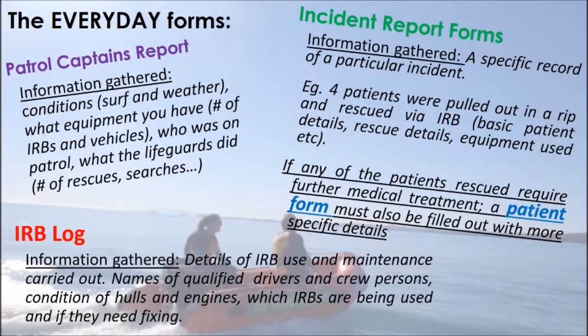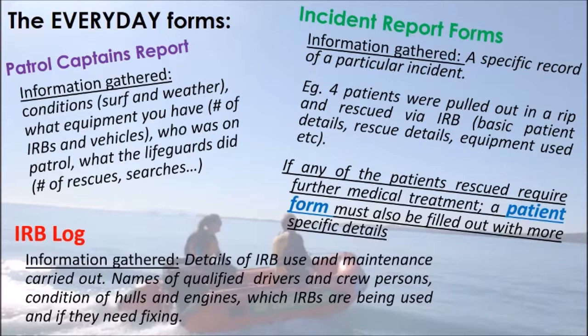Incident report forms. Now this is where it gets a bit interesting. So you have incident report forms, and that's the overall event of a particular incident, so a specific record of a particular incident. For example, 4 patients were pulled out of a rip and rescued via IRB, and we've got some spaces there. You've got 5 spaces there to put in basic patient details, rescue details, equipment used, stuff like that.